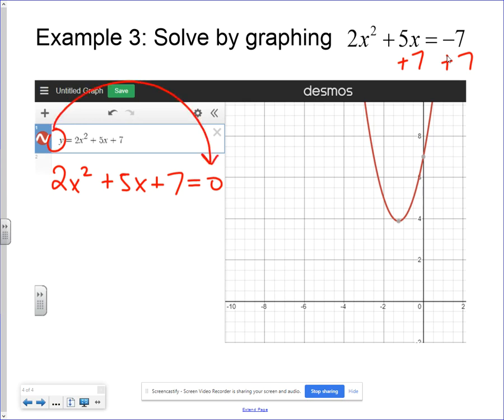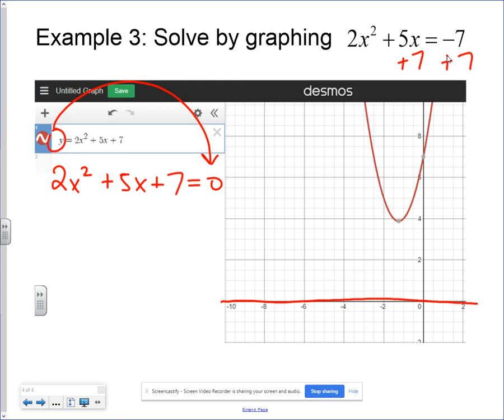So here's my graph. Here's the x-axis. Where does the graph cross the x-axis? It doesn't. So this has a solution. It's just we can't find it. It's not a real solution.